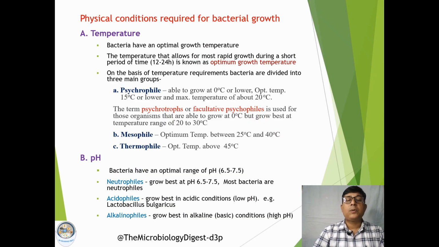Based on pH also, we can divide the bacteria into three different types. Neutrophiles grow at this pH, 6.5 to 7.5, which is favorable for almost most bacteria. The majority of bacteria are neutrophiles. The second group based on pH requirement is acidophiles. They prefer to grow in acidic conditions, or lower pH. The third group is alkalinophiles. They grow in alkaline conditions.